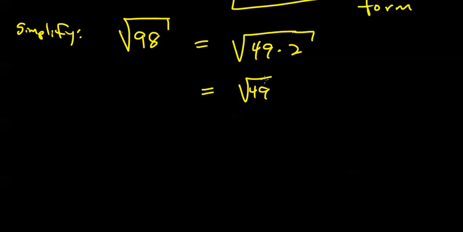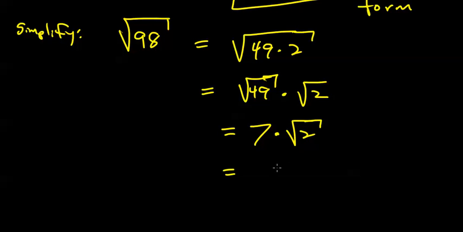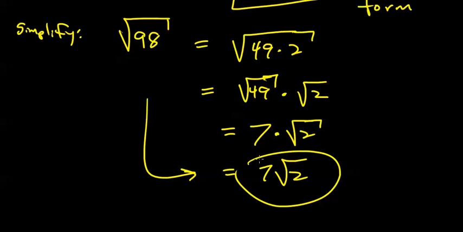And again, I can break up a root sign over a product. So equivalently, this is 7 times the square root of 2, or what most students might call 7 root 2. 7 square roots of 2. Again, this is simplified radical form. Try another one.